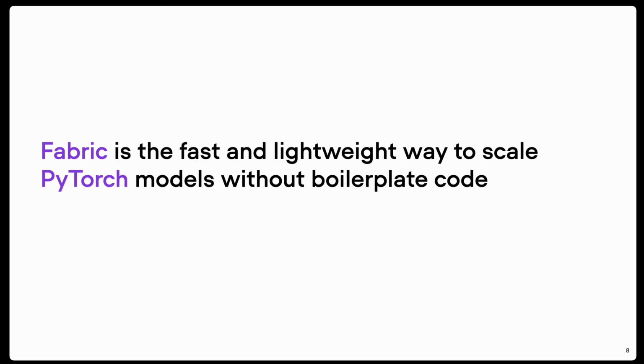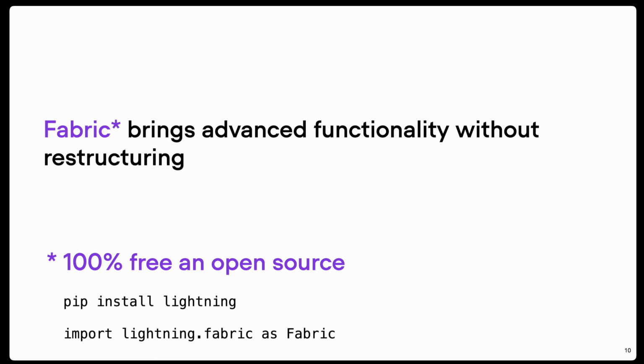One way of doing that is using Fabric, which is a fast and lightweight wrapper library or API around PyTorch, which allows us to use advanced features in PyTorch very conveniently. Fabric essentially is a way to bring these advanced functionalities without having to restructure our PyTorch code. Here's an asterisk because there is one catch when we are using Fabric, and that is that it is 100% free and an open source library. If you want to use that, you have to install the Lightning library, an open source library, and then from there you can import Fabric.